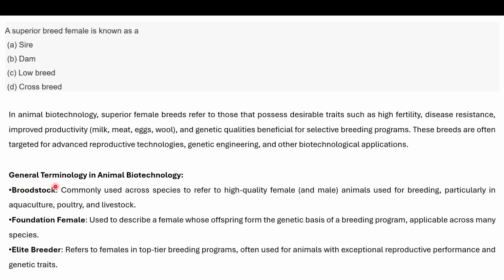There are some general terms in animal biotech. One is brood stock, which is commonly used across species to refer to high quality female and male animals used for breeding, particularly in aquaculture, poultry, and livestock. Then there's the term foundation female, a female whose offspring forms the genetic basis of a breeding program, applicable across many species. An elite breeder refers to the females in top tier breeding programs, often used for animals with exceptional reproductive performance and genetic traits.